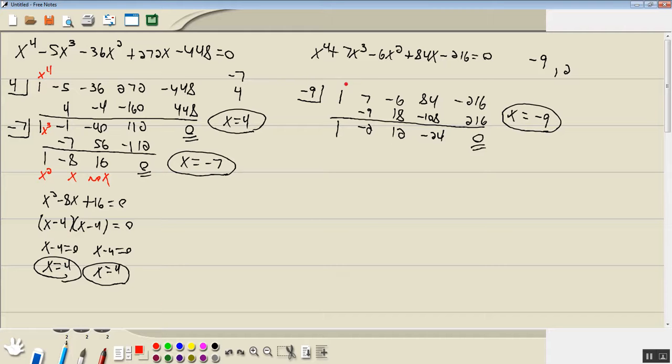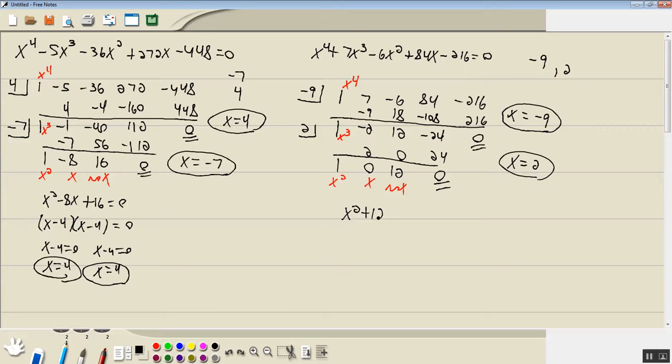Now we start off with x to the 4th. We're now down to x to the 3rd. And I'll plug in the other answer, the 2. Then add, multiply, add, multiply, add, multiply, add. We get another 0, which means x equals 2 is our second answer. And this was x to the 3rd. We're now down to x squared. This would be x, and this would be no x, our constant term.